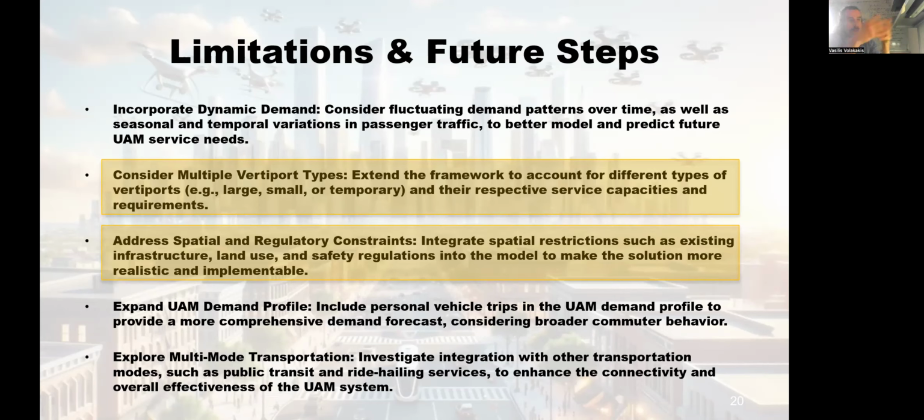And the second limitation, and again, future step, is that we need to integrate spatial restrictions such as existing infrastructure, land use, and safety regulations into the model to make it more realistic and implementable, and some other future steps. But I will stop here.